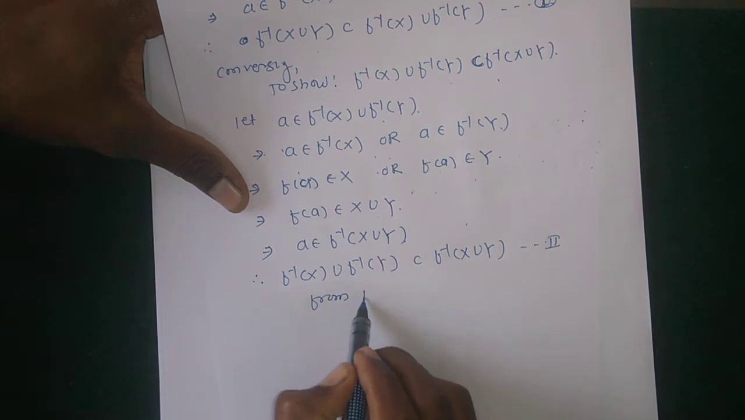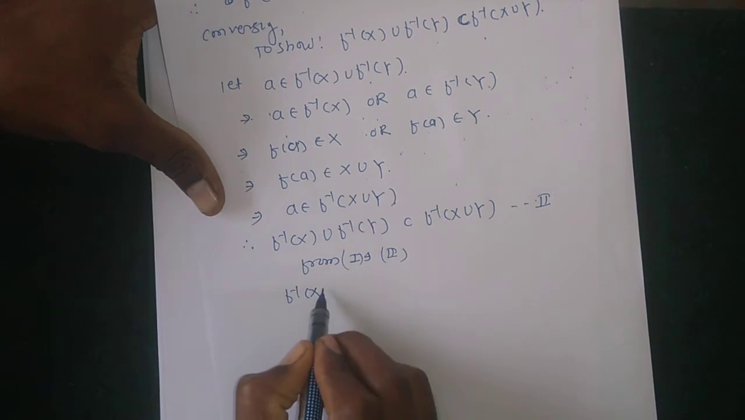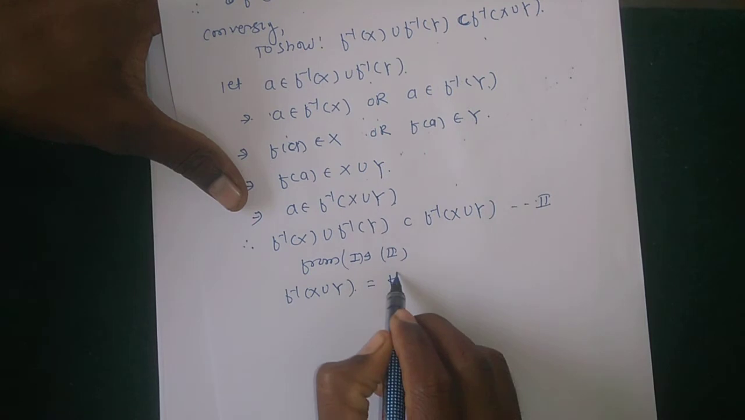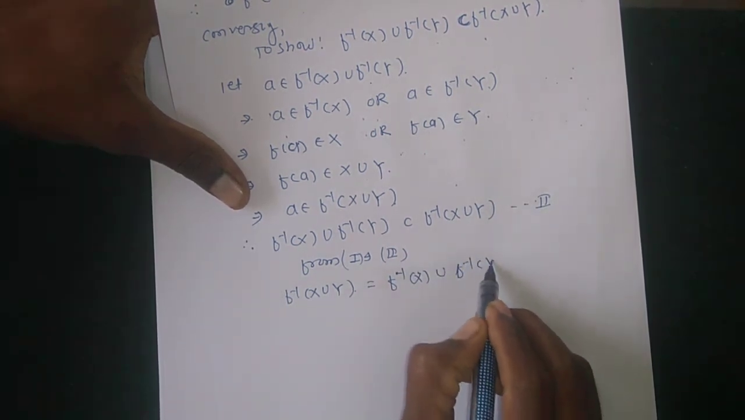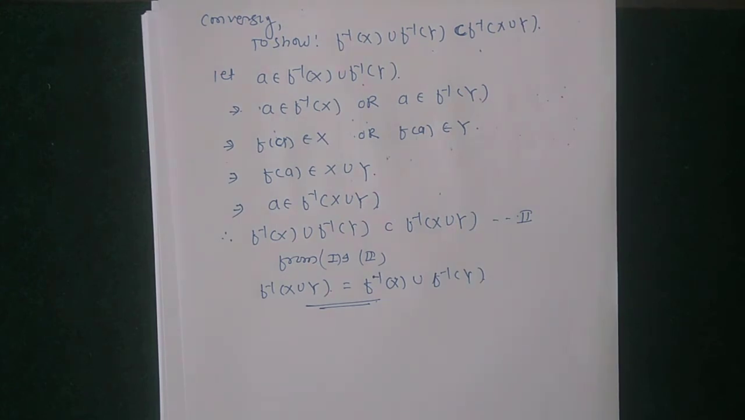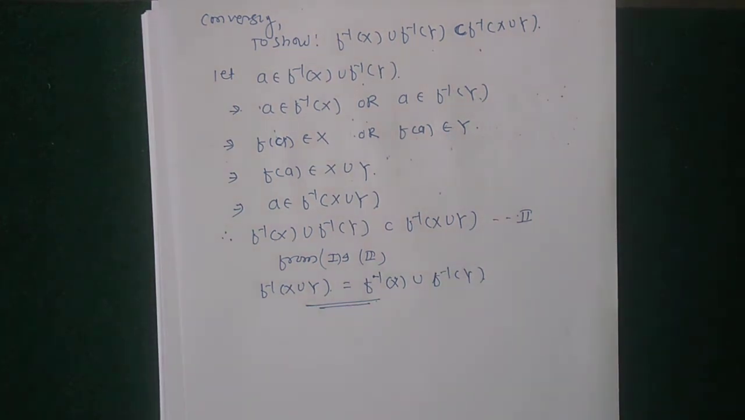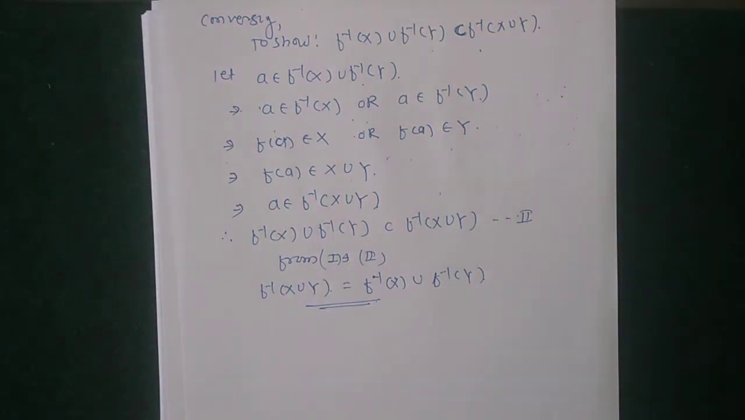Therefore from equations first and second, the inverse image of the union of two sets is equal to the union of the inverse images of the two sets. This is the proof that the inverse image of a union of two sets is equal to the union of the inverse images of the two sets. So this is one theorem, a very simple theorem of this chapter.